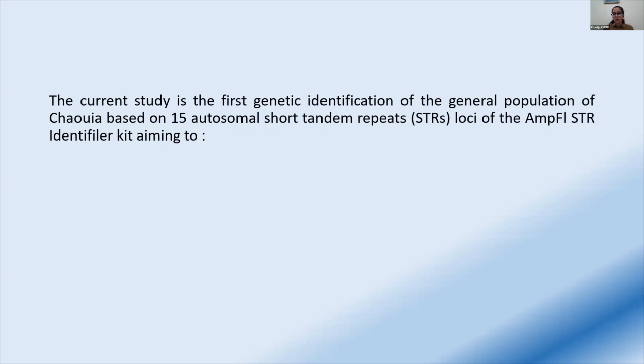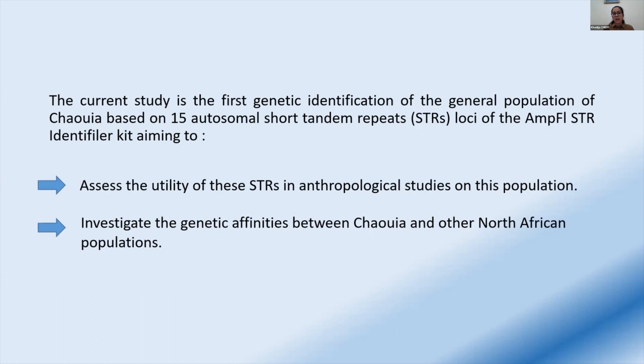The current study is the first genetic identification of the general population of Sharia based on 15 autosomal short tandem repeats of the AmpFlSTR Identifiler kit. This study aims to assess the utility of these STRs in anthropological studies on this population, as well as investigate the genetic affinities between Sharia and other North African populations.